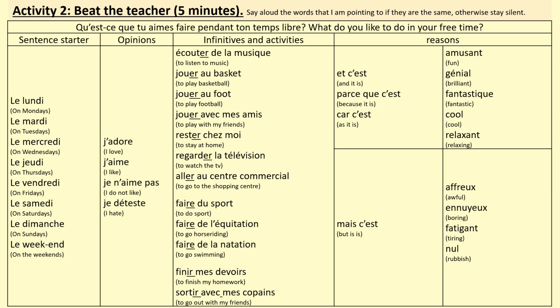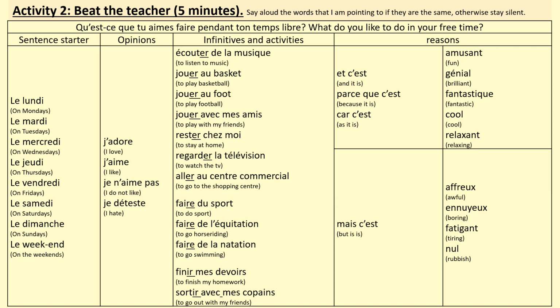Awesome. We're now going to play a really fun game called Beat the Teacher. So normally you'd play this as a whole class, but today we're going to just play it one-on-one. I'm going to say out loud a word, and if the word that I'm saying is the same as the word that I'm pointing to, you need to repeat it after me. If, however, I'm saying a word and I'm pointing at a different word, then you need to stay silent. So let's do an example together.